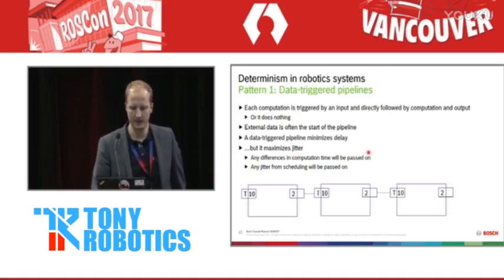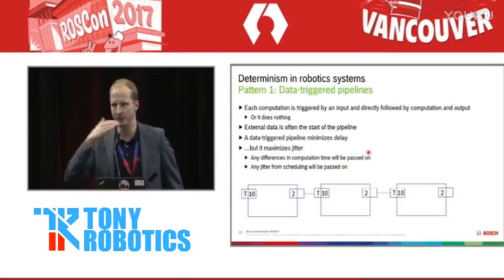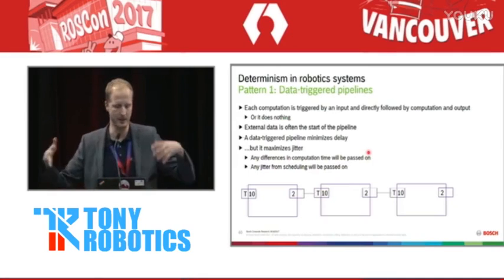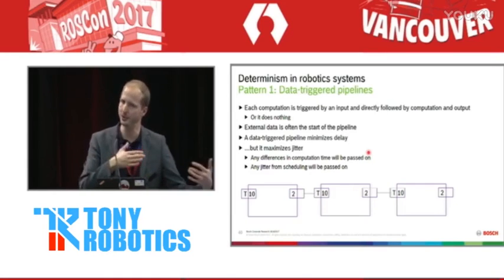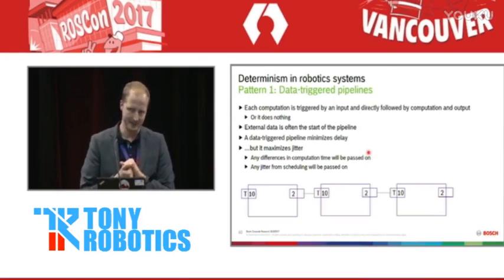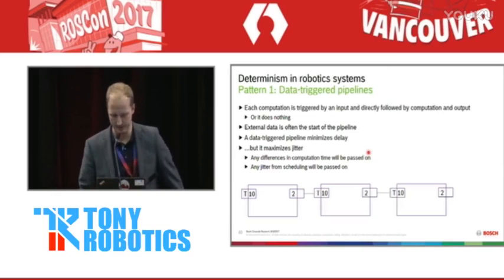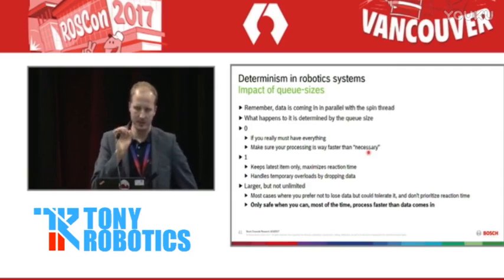And then the easiest way to achieve full determinism is to have data triggered pipelines throughout. Data in, processing, data out, and do that in a pipeline, and that's perfectly deterministic in the sense that you don't have reorderings. So this minimizes delay. If all you care about is delay, that's what you should do. But it maximizes jitter, because all of the input jitter and all of the processing time jitter will be directly passed on.